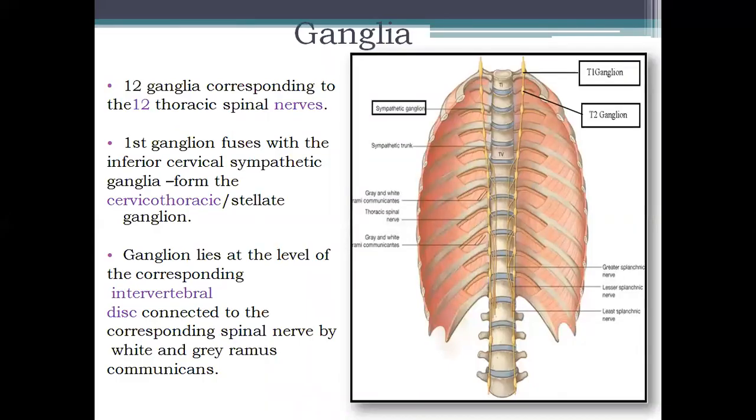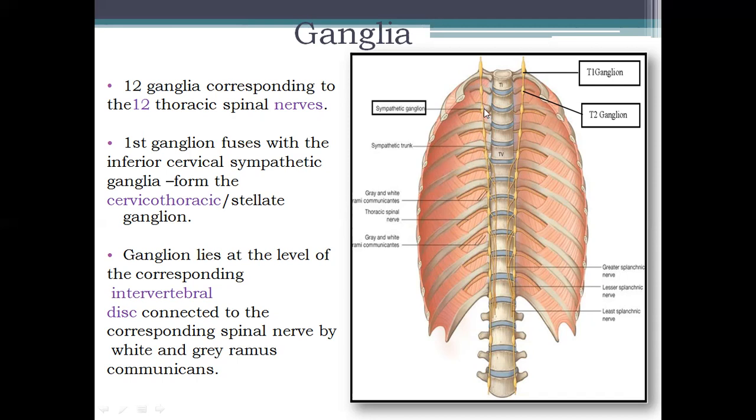Okay, we'll see about the ganglia now. As we saw, there are many ganglionated structures here in the thorax. How many ganglia are there? What are the names of the ganglia and how are they related? Where are they located? We'll see that now. There are 12 ganglia, corresponding to the 12 thoracic spinal nerves. The first ganglion fuses with the inferior cervical sympathetic ganglion. When it fuses with the inferior cervical sympathetic ganglion, it's called the cervicothoracic ganglion or stellate ganglion.